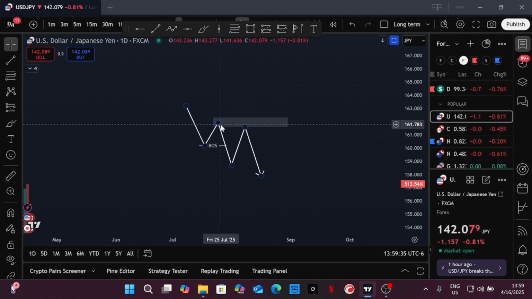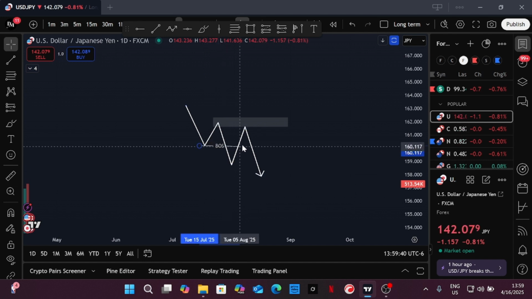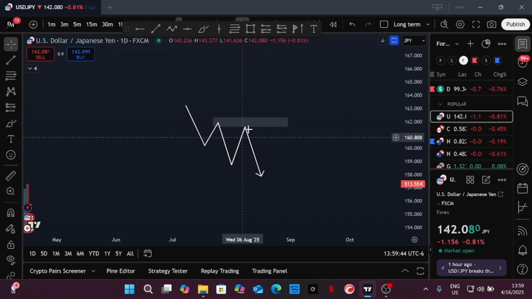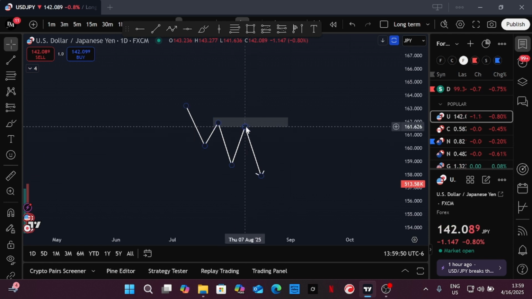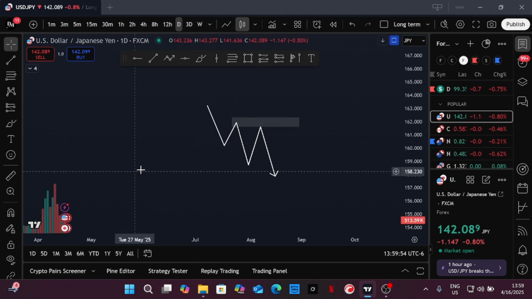up candle led to a big explosive move down. We broke structure right here, right? We broke this low. Now we want to look for a pullback into that up candle that led to the explosive move to catch the rest of the move down. So let's go over some examples.